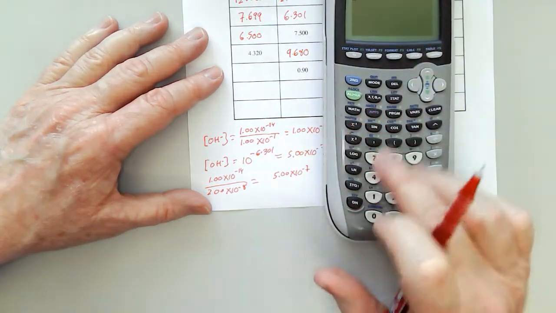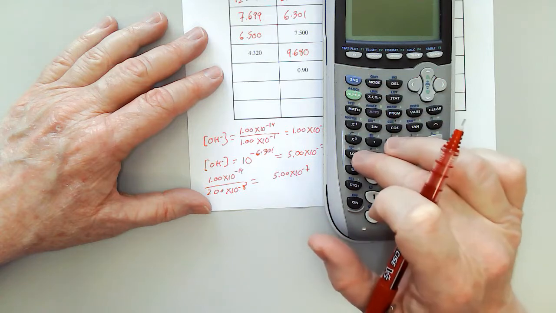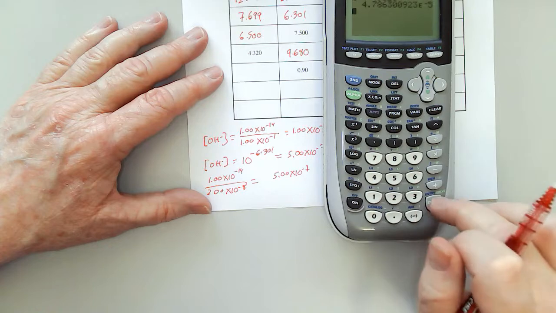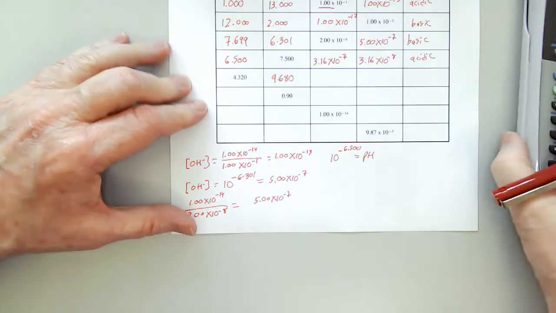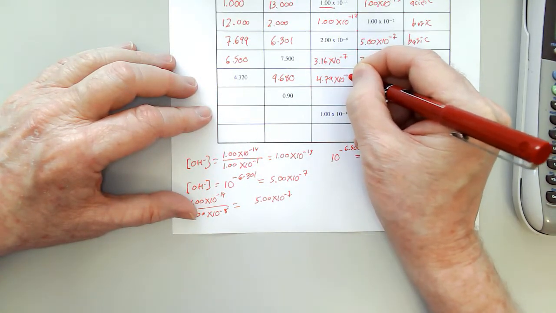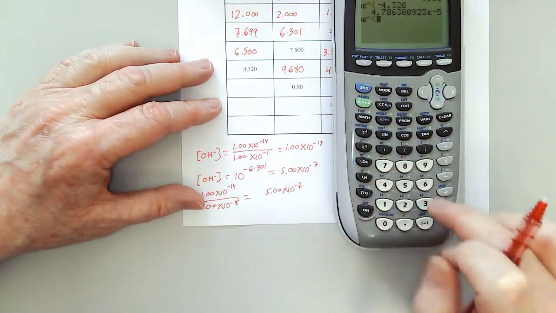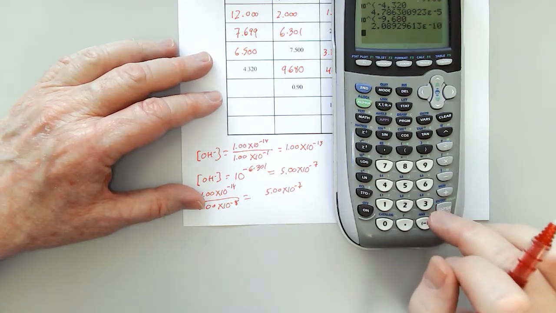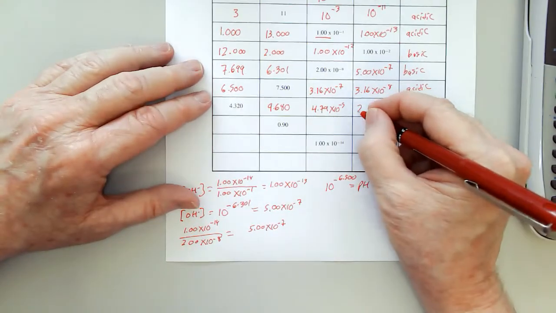Then to get my H plus concentration, second, 10 to the x, negative 4.320, and I'm getting 4.79 times 10 to the negative 5th. And then for the OH minus, second, 10 to the x, negative 9.680. And I'm getting 2.09 times 10 to the negative 10th.